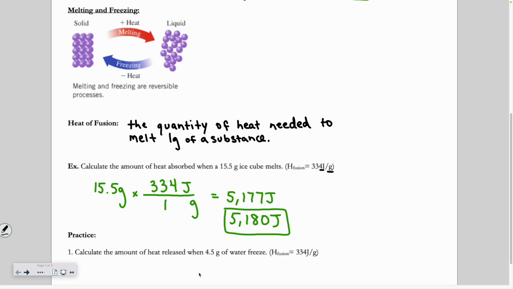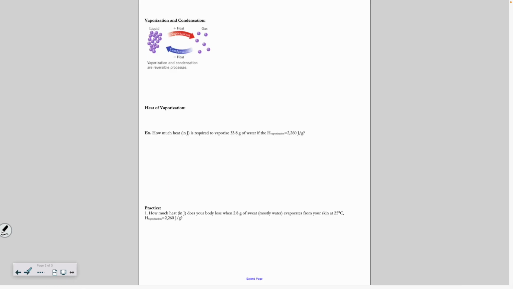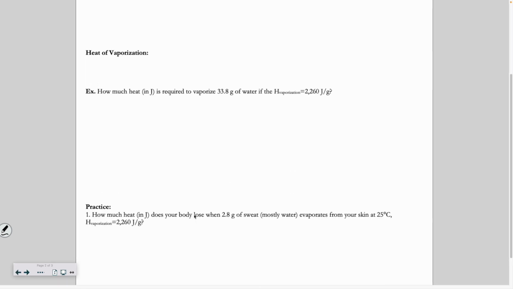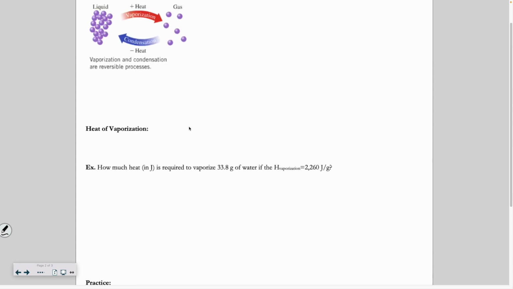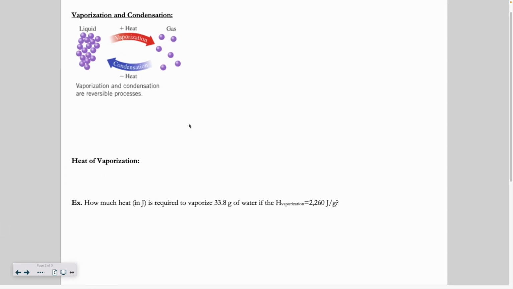What if instead of freezing or melting, I want to vaporize? So this is your heat of vaporization. Just like your heat of fusion, if I'm going from a liquid to a gas, whatever your vaporization is, that heat is going to be a positive value because it's an endothermic process. If you're going from a gas to a liquid, it's going to be a negative value because it's an exothermic process. So what is your heat of vaporization?